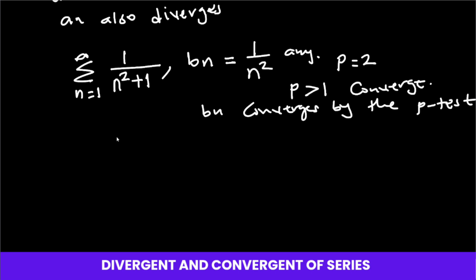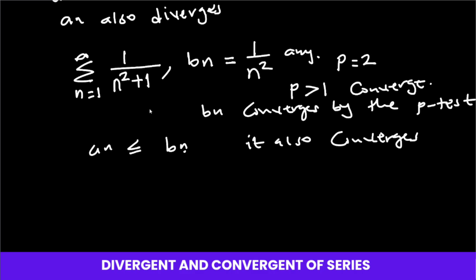Okay, so that is what we have, right? So here, if Bn converges, then it means that An should be less than or equal to Bn, for us to say that it also converges. Okay.